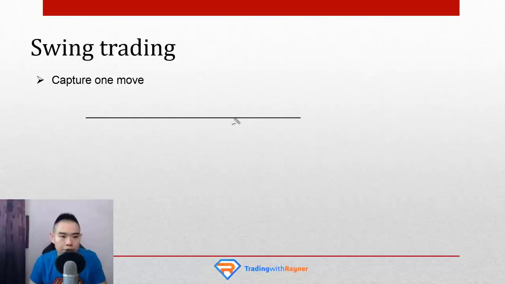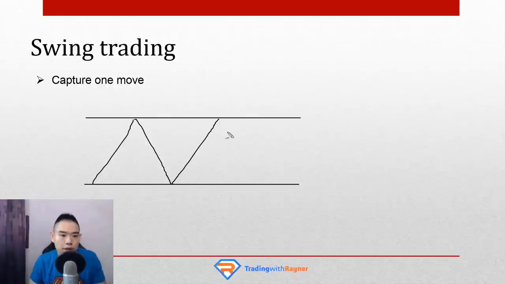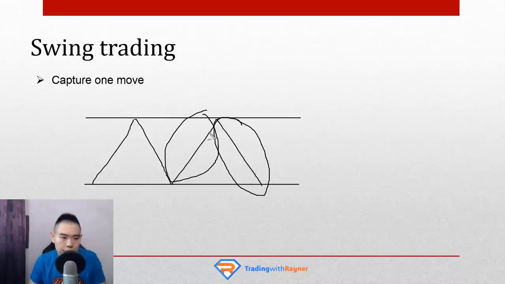Let's say the market is in a range between these highs and these lows. Market goes up, that's one swing. Comes down, that's another swing. Goes up, that's one swing. Comes down, that's another swing. So from here to here, this is one swing. Here to here, this portion is another swing. Here is another swing, and this is another swing.